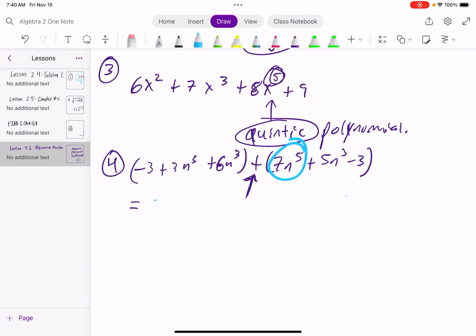We have 7n to the fifth, but we have another 3n to the fifth there. So we're going to have 3 plus 7 is 10n to the fifth. What about n cubed? We have 5n cubed and 6n cubed, making 11n cubed. We have 3 minus 3 is a 0, and a negative 6. So let's see what that is. That is correct.